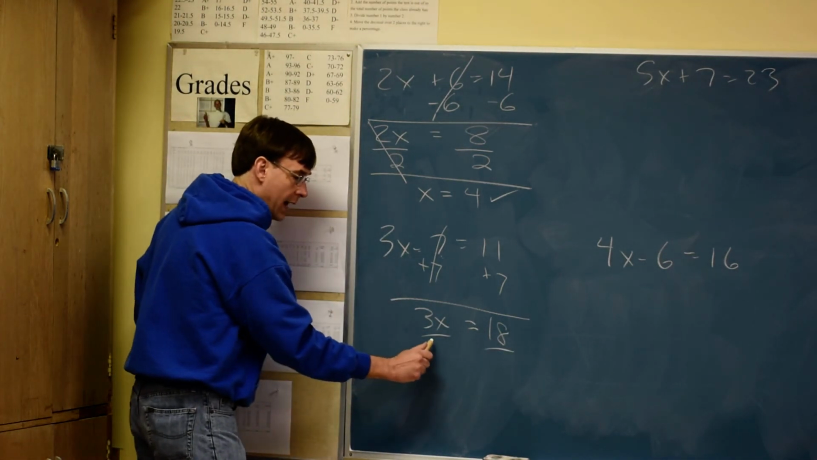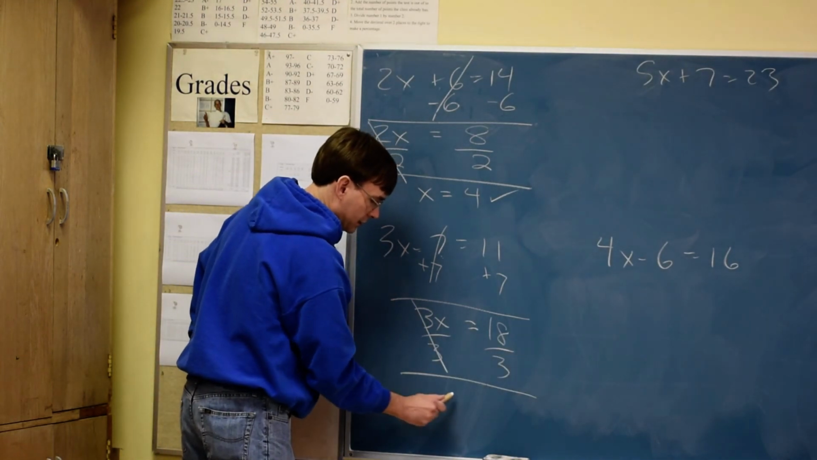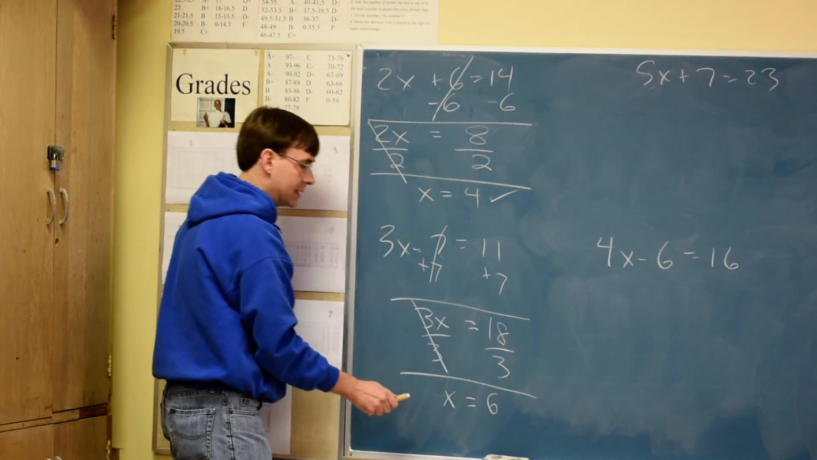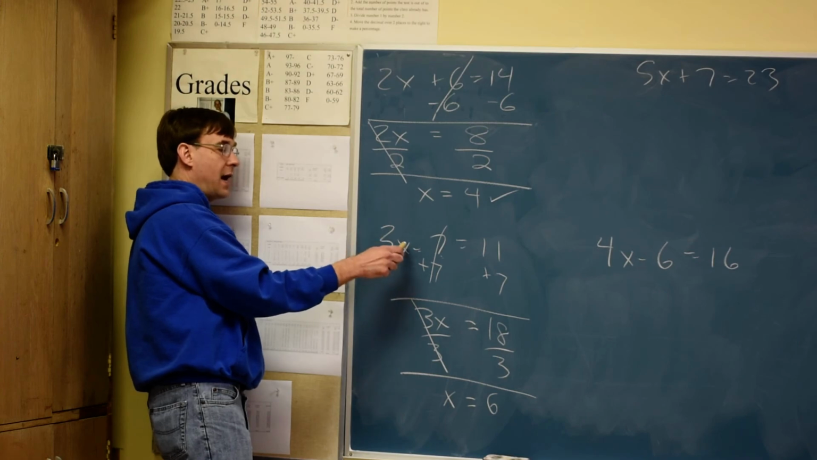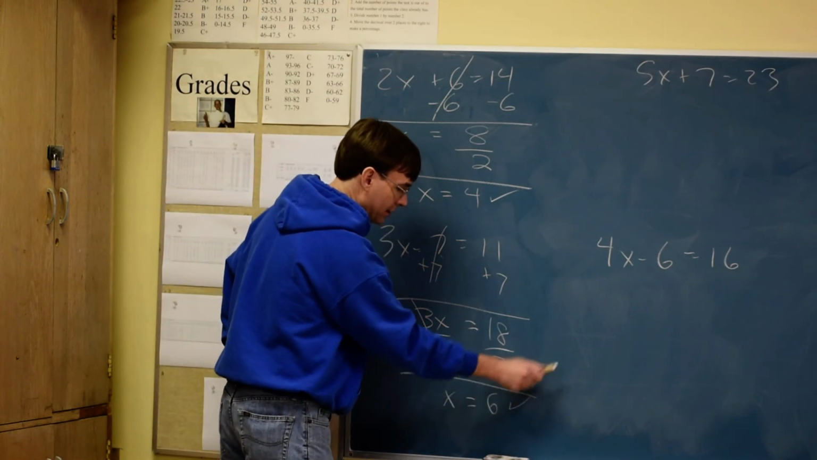Since 3 is multiplying, now I'll divide by 3's. Eliminating 3's, leaving an x alone, so I'm done. Dividing that gets me 6. Checking, 3 times the 6 I just said is 18, minus 7 is 11, that works.